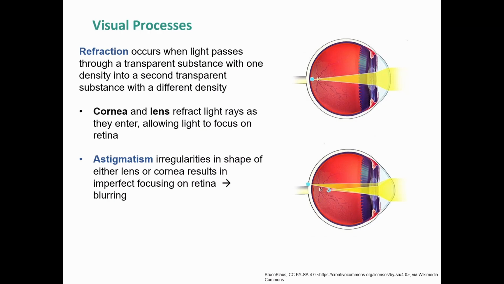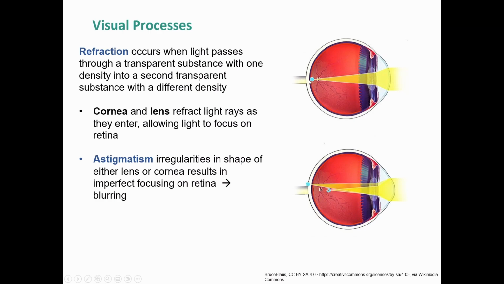Your eye uses this to its own advantage, using the cornea and the lens, right? Light is coming from all different directions, and the cornea and the lens will refract light rays as they enter in an effort to focus light on the retina. So if we look at this top picture here, light's coming in, we see that the cornea bends light in towards the lens, and then the lens further refines that, bending light towards the fovea centralis, the single point in the back of the eye. This is what's going to give us that really clear picture.